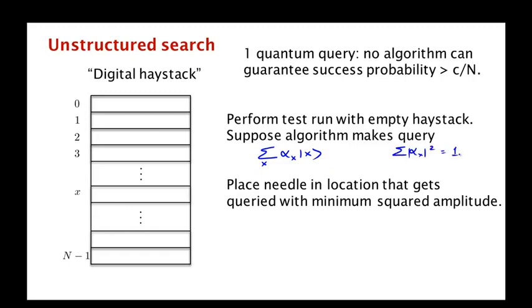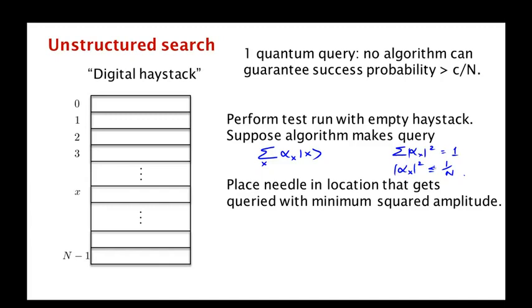So there's some x such that alpha sub x squared is less than or equal to 1 over n, just by averaging. In fact, if we pick a typical x, it has this property. So now what we do is mark that element. We mark that x for which alpha x magnitude squared is as small as possible.